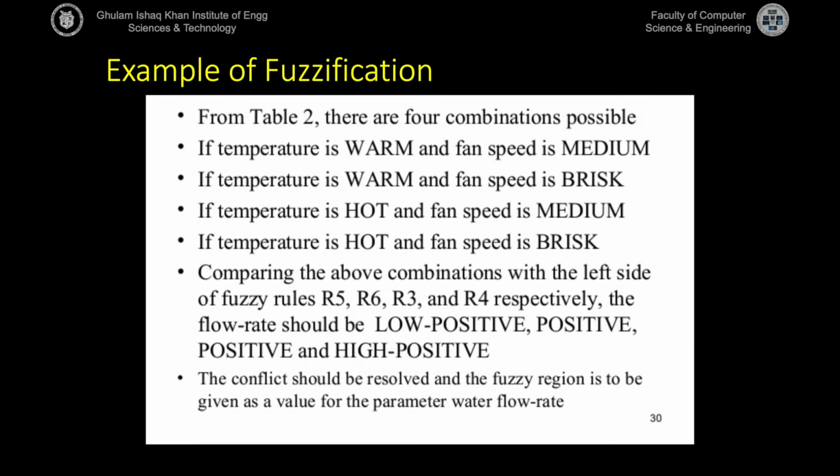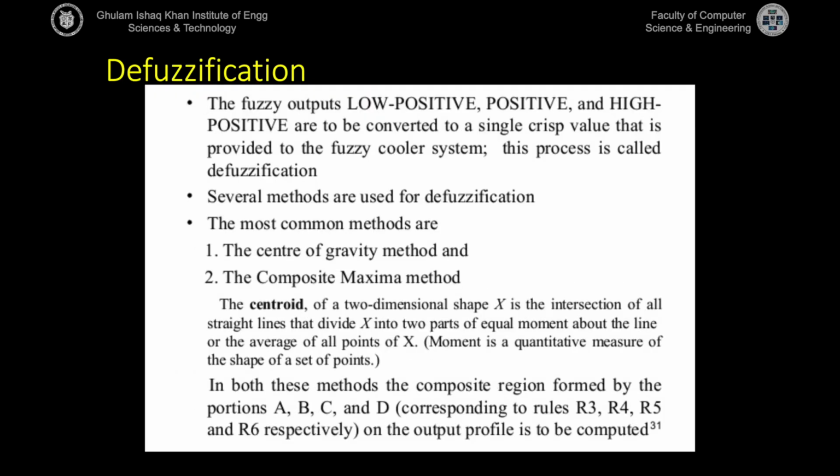Okay, so now what we get is low positive, positive, positive and high positive. We get 4 values, and there is some kind of conflict here, and the fuzzy region that is to be given as a value for the parameter water flow rate needs to be resolved. How do you resolve it? The fuzzy outputs are basically low positive, positive and high positive. They are to be converted to a single crisp value that is provided to the fuzzy cooler system. And of course, this process is called defuzzification.